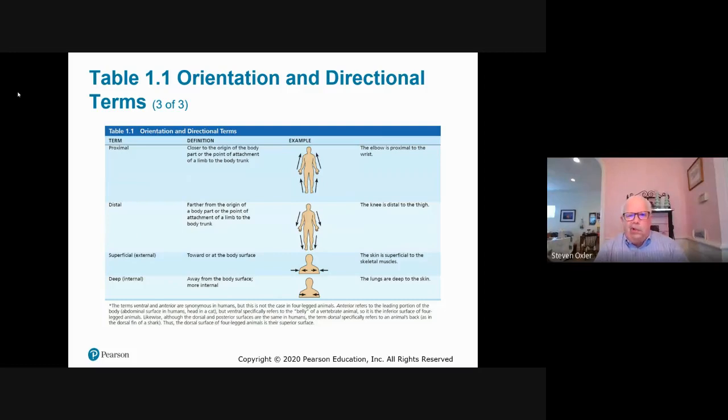Proximal. Proximal means closer to the origin of the body. The elbow is proximal to the wrist, and the reverse is distal. The wrist is distal to the elbow. Distal means farther out from the origin. So proximal and distal are very, very important, as also is superficial and deep. Superficial means it's external. The skin is superficial to the muscles. Deep or internal means it's away from the body surface. It's more internal. The lungs are deep or internal to the skin.